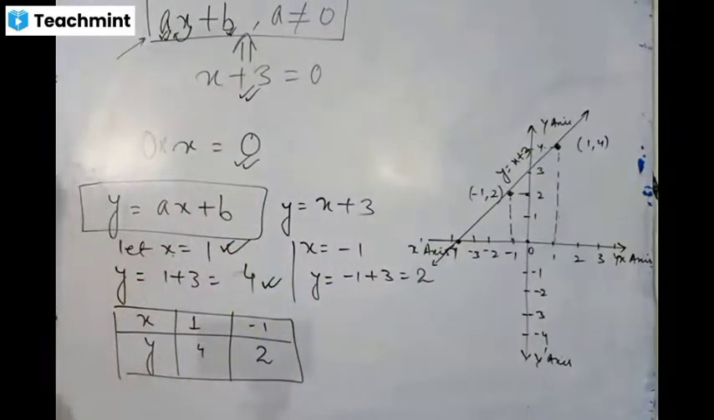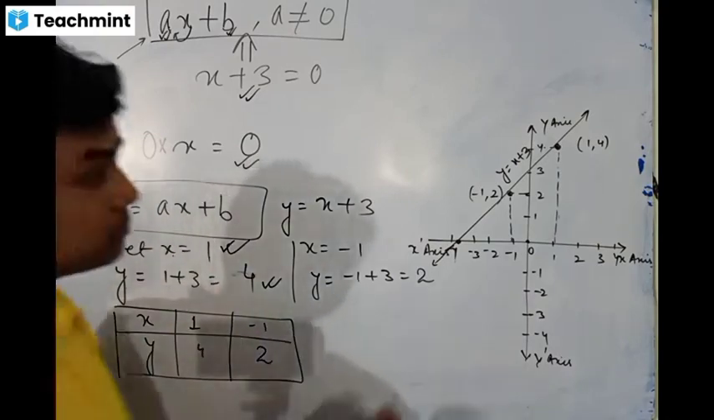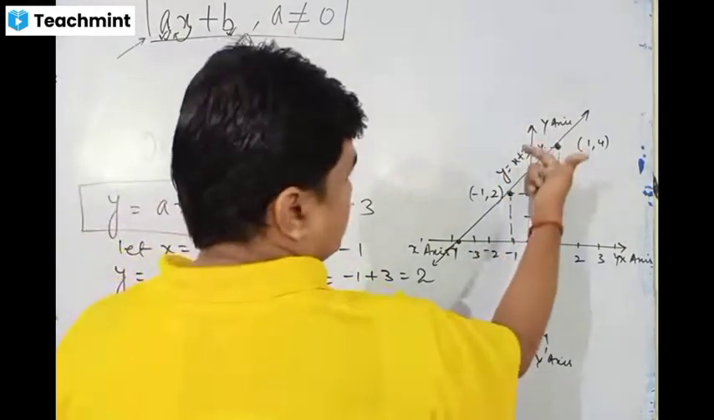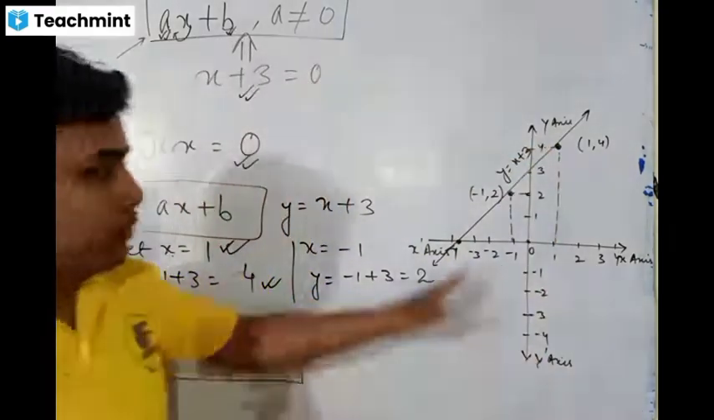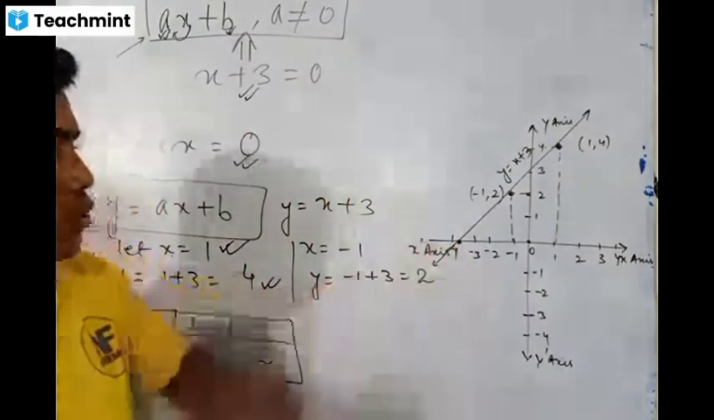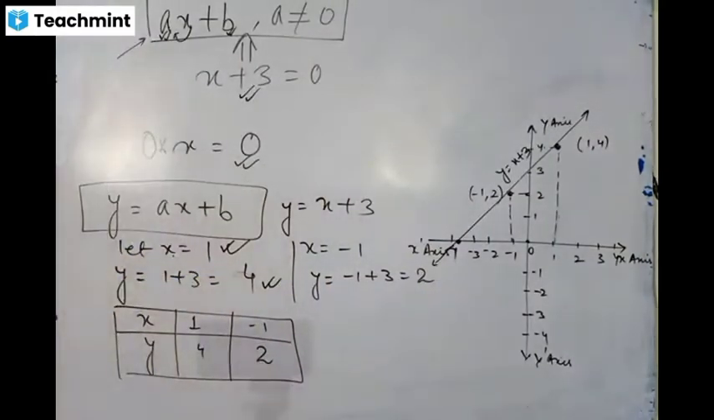Okay, that value will be the value of this equation. So we use this point as the zero of the polynomial. We will use this point as the zero of the polynomial.